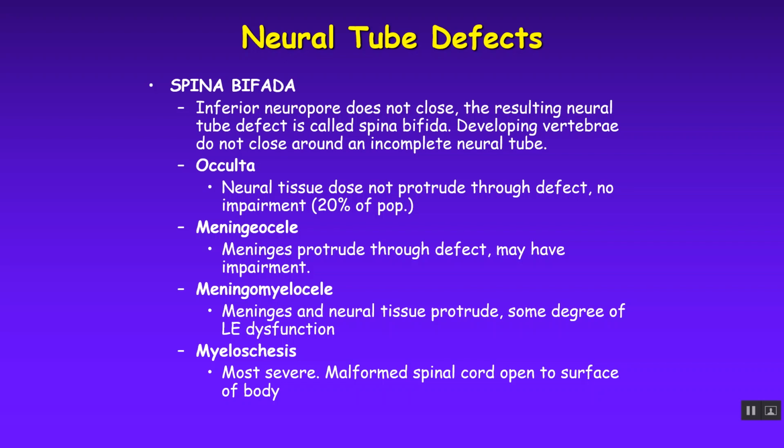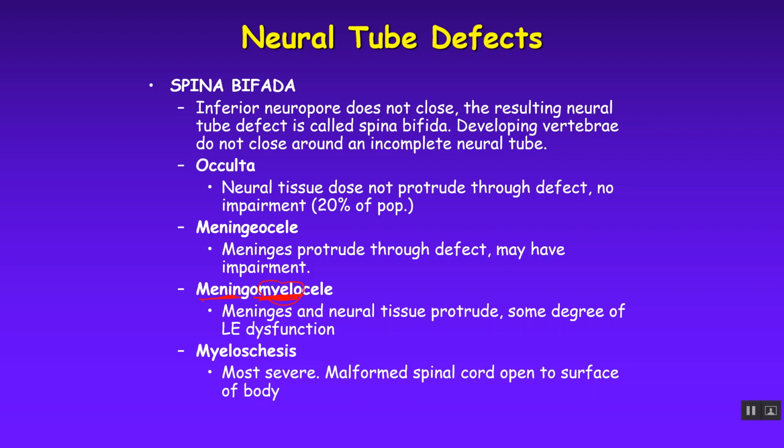Then you get to meningomyelocele. So meninges, and then myelo, that's spinal cord. This is where the meninges and some neural tissue start to protrude, and there will be some degree of lower extremity dysfunction, because this is down in the caudal neural pore in your lumbar spine, so it's not going to affect your upper extremities, it's just going to affect lower extremities.